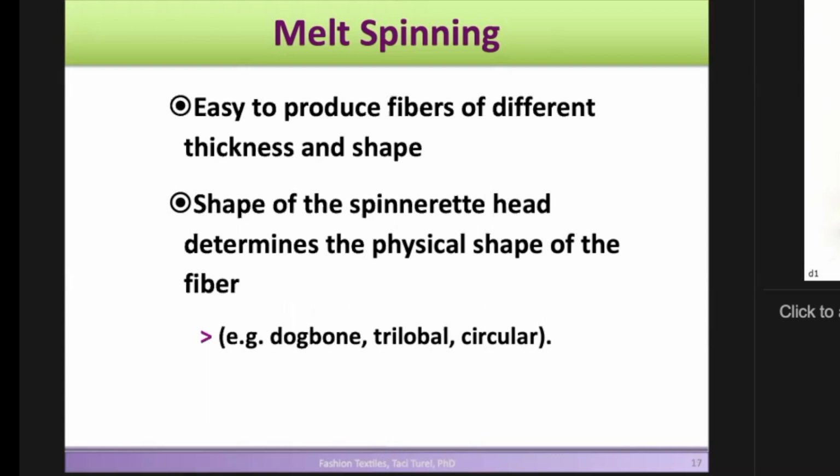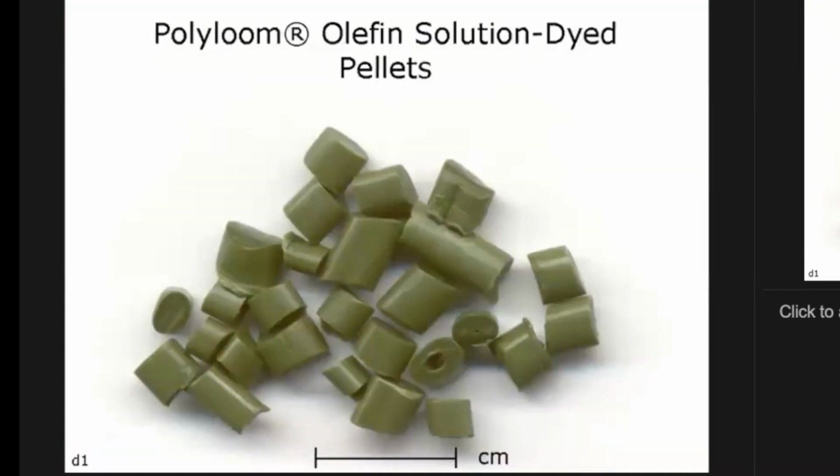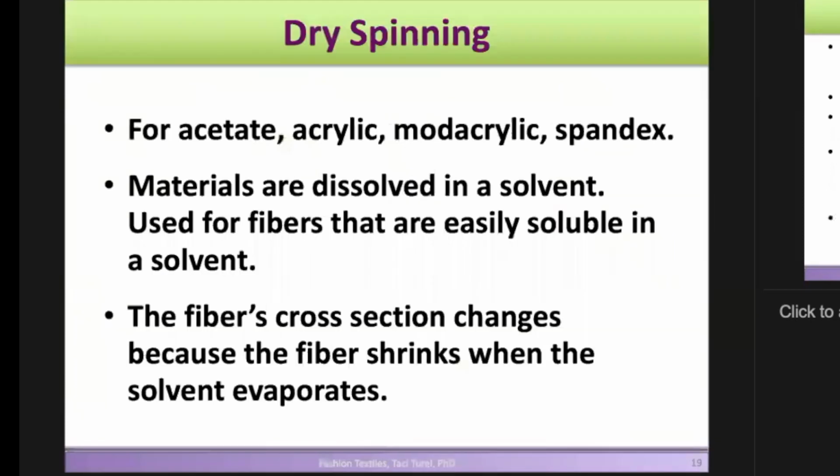So again, the shape of the spinneret head determines the physical shape of the fiber. These are olefin pellets. This can also be melted. Now, sometimes when they melt it, they also add a color to the solution, because some of these fibers are hydrophobic. They don't dye easily. So the easiest way to dye them is to dye them while they're still a solution, before they're produced as fibers. Dry spinning is used for acetate, acrylic, modacrylic, spandex, those type of fibers.